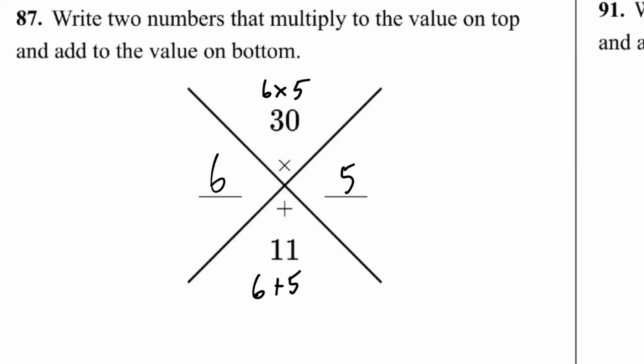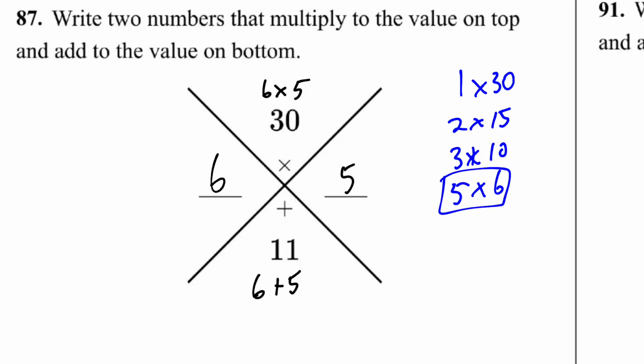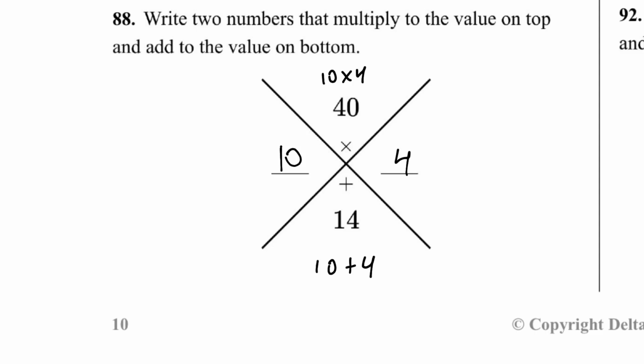For 87, I start with the top, factors of 30. This is like 1 times 30, 2 times 15, 3 times 10, 5 times 6. Which of these add up to 11? It's these. Double check your answer, 6 and 5. Out of the factors of 40, 10 times 4 also add up to 14.